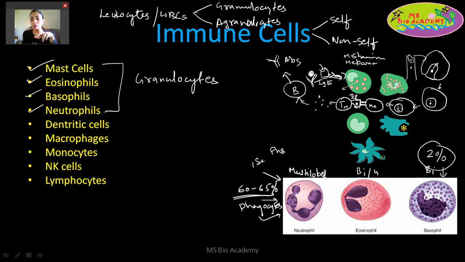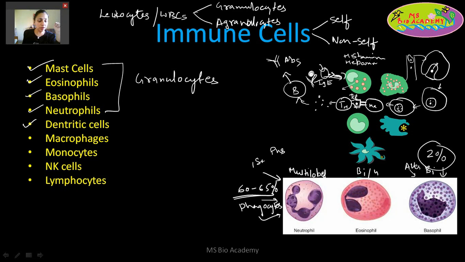Now coming back to the basophils. I have told you that these are the least abundantly found WBCs, and they also play an important role in certain allergic reactions, just like the mast cells. They also contain granules with heparin and histamine, which play an important role in the inflammatory responses, right? So now let's move on to the next one.